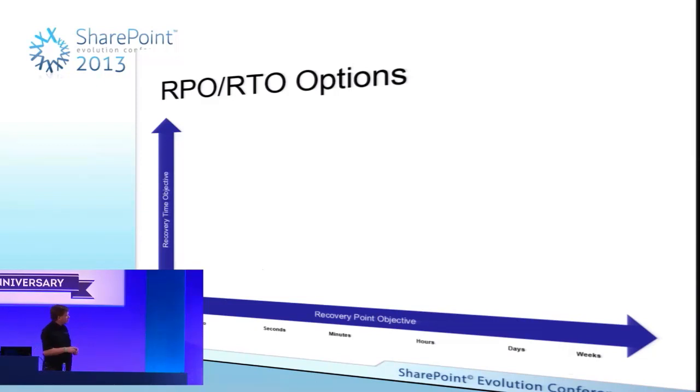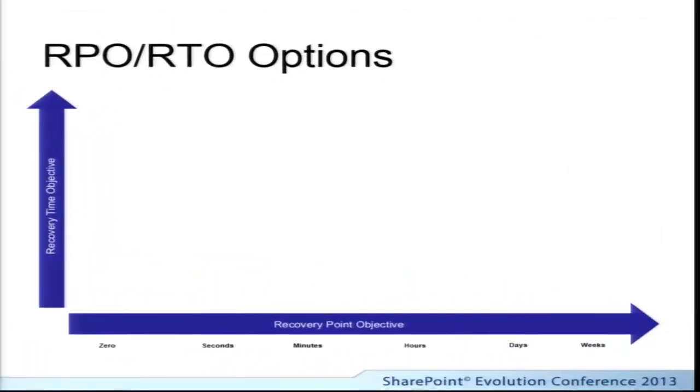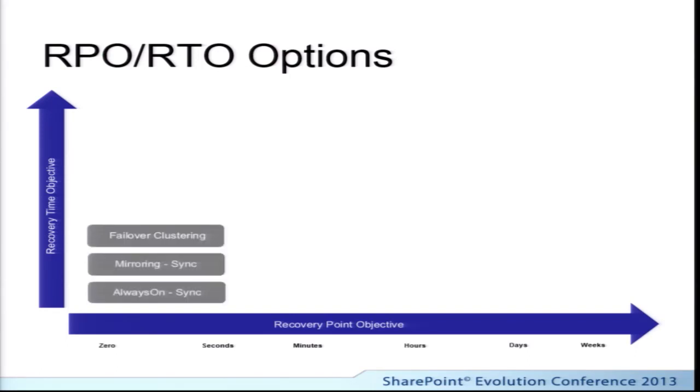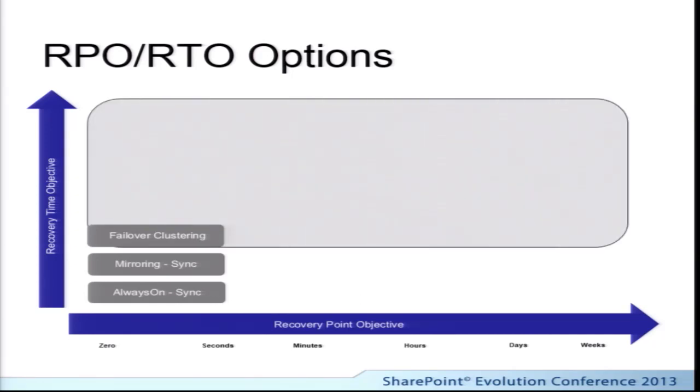So thinking about what we're going to use, what would we use and when would we use it? It depends. We talked about RPO and RTO and getting them as small as possible. Well, these are the technologies that can give you the shortest possible RPO and RTO. So always-on sync, mirroring sync, and failover clustering are synchronous technologies. In the concept of failover clustering, they're synchronous and it writes to the same database on a shared disk subsystem.